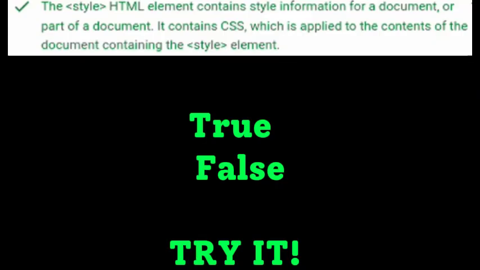The style HTML element contains style information for a document or part of a document. It contains CSS, which is applied to the content of the document containing this style element. Is this true or false? Try it. The answer is true.